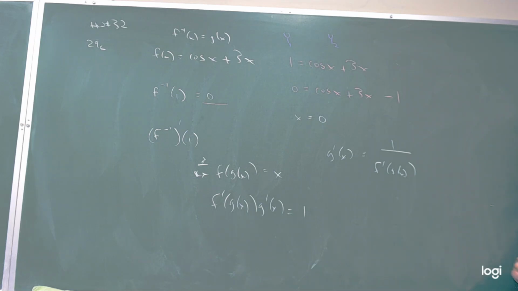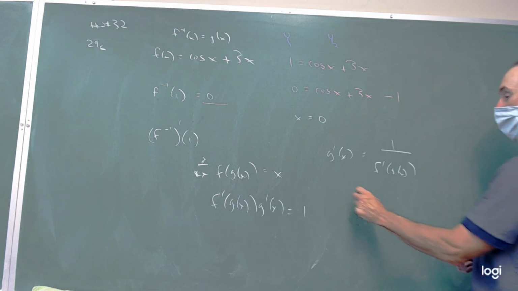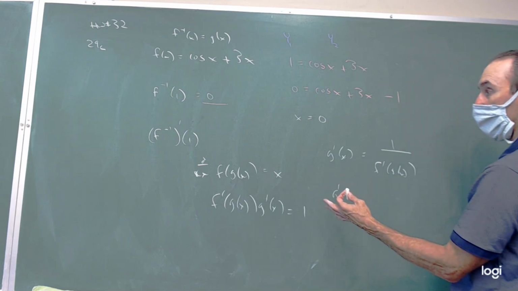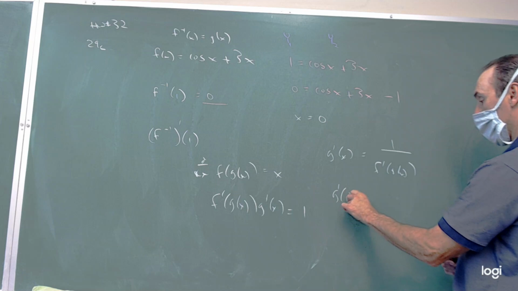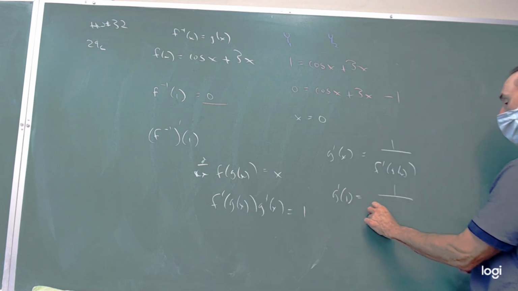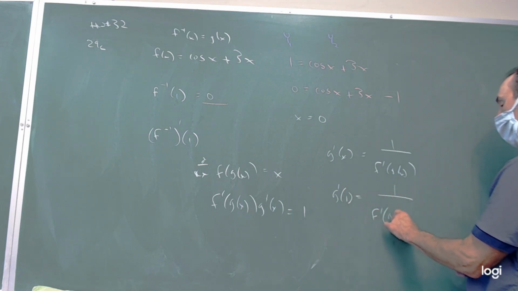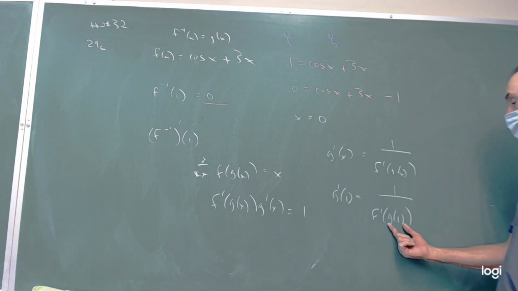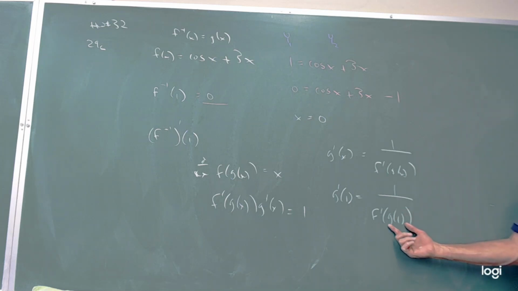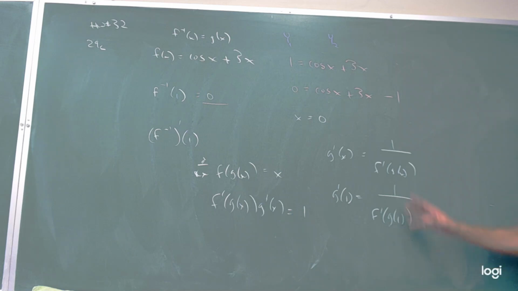Tell me if I'm going too fast. So now we want to evaluate at 1, which means we're going to get 1 over f prime of g of 1. This is generally the hard part to find. What is g of 1? And that's what we just said was actually 0. Okay. Is that okay? Yes.